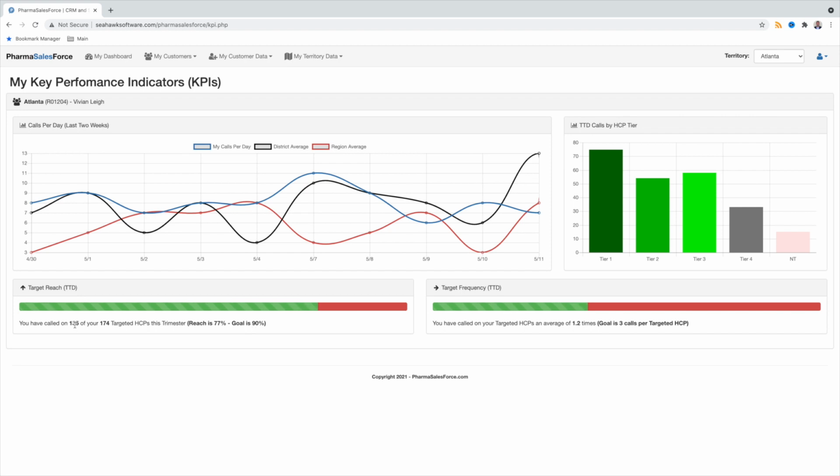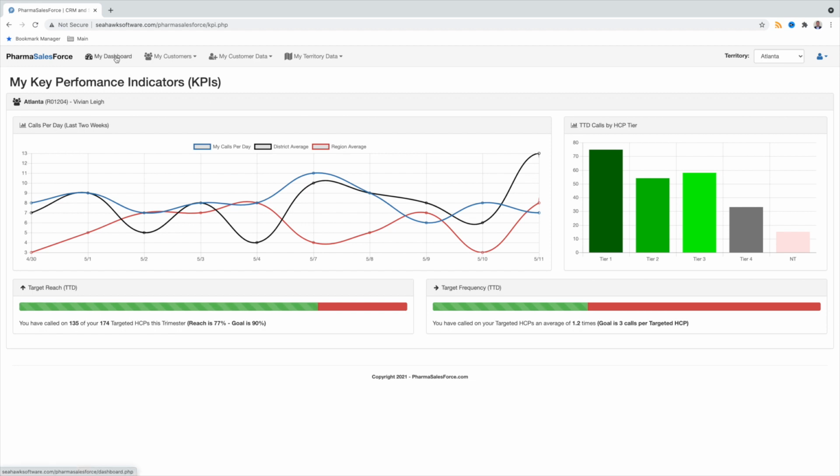You've reached 135 of the 174 targeted HCPs for the trimester. Over here, your targeted frequency, you've called on HCPs an average of 1.2 times. Your goal is 3 calls per targeted HCP. So as we pointed out in the previous screen, you're down here. You have to increase your frequency in order to hit your goal for this specific trimester.